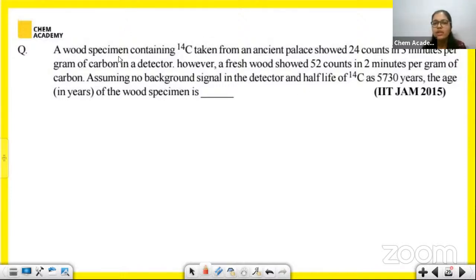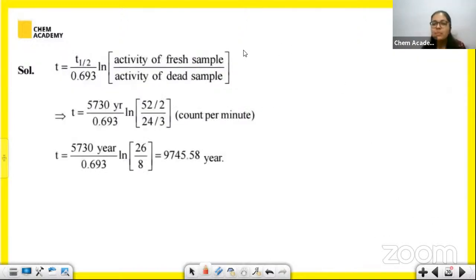So what have you been given? When C14 was taken from an ancient palace, it was 24 counts per 3 minutes. When it was fresh wood, it showed 52 counts in 2 minutes. With a half-life of 5730 years, we have to calculate the age of the wood specimen. Let us see how we do this question. This question can be easily solved by this particular formula. We have done this earlier. I will show you the simplified version.